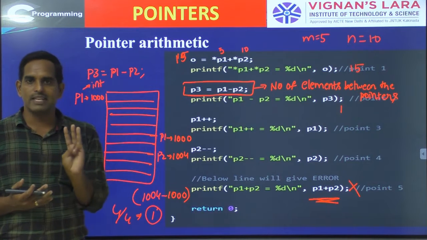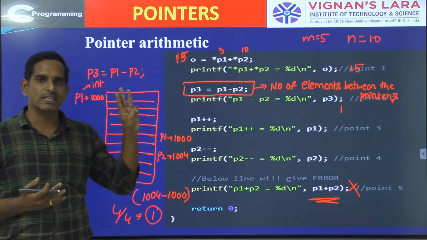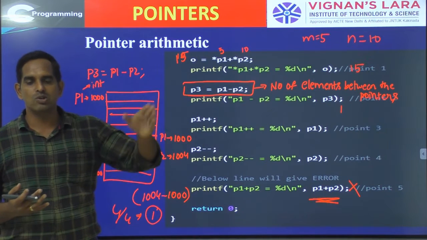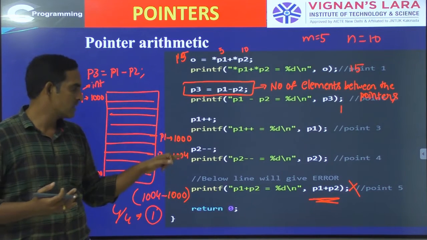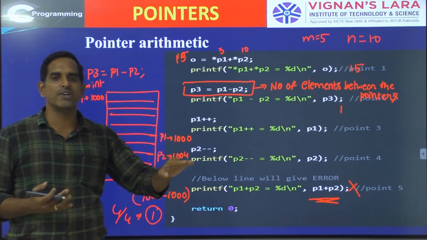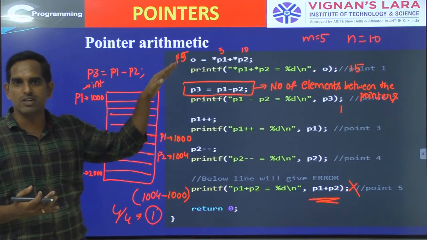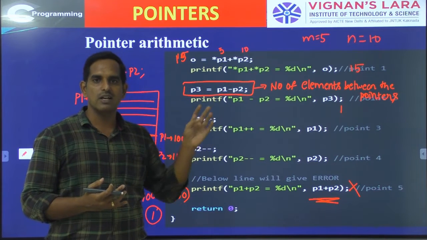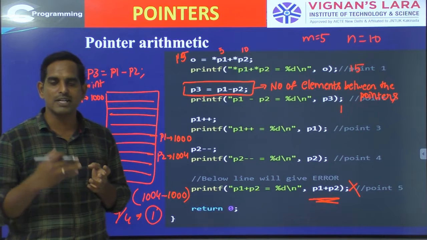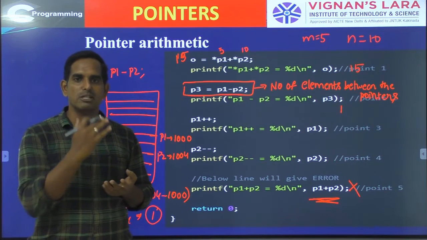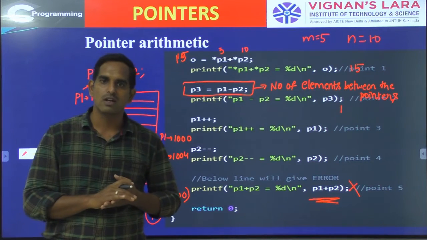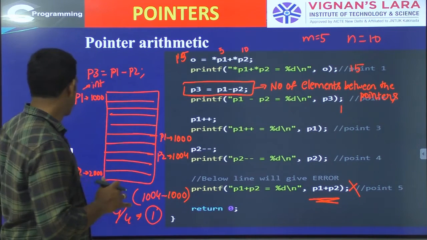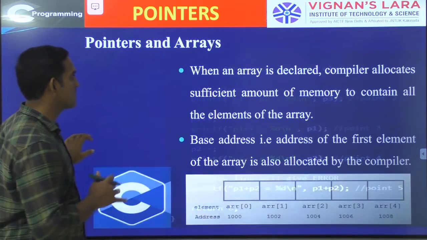So only three operations are valid for pointer arithmetic. One is the incrementation operation: based upon your data type, it will go to the next element in memory. Decrementation operation: based upon your data type, it will go to the previous element in memory. And the subtraction operation, that is the difference operation. If I perform the difference between two pointers, it will give you the number of elements present between those two pointers. These are the operations which can be performed on pointers. That is about pointer arithmetic.